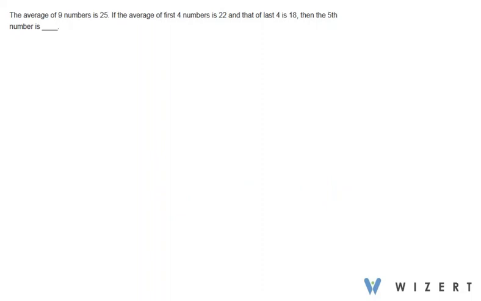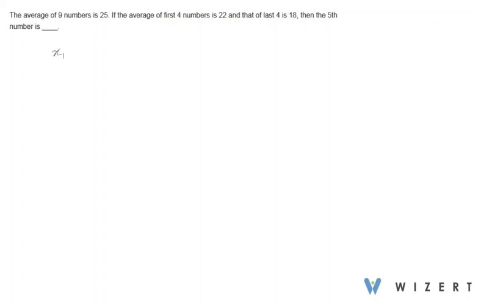We have this question here. The average of 9 numbers is 25. If the average of first 4 numbers is 22 and the last 4 numbers is 18, find the fifth number. So let's see, we are given some 9 numbers.